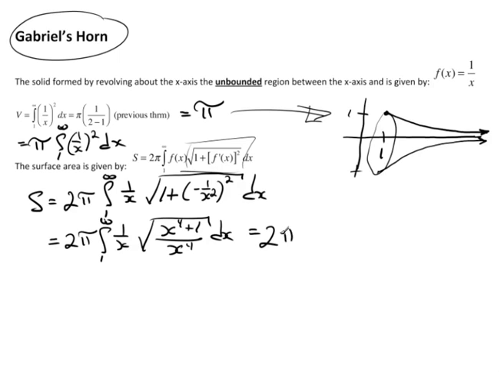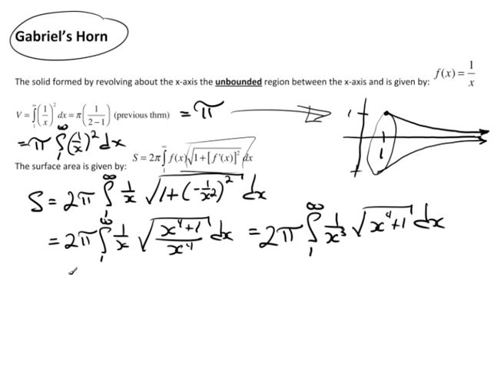So this is 2 pi times the integral from 1 to infinity of 1 over x cubed. It's 1 over x times 1 over x squared times the square root of x to the fourth plus 1, dx. Now, I need to integrate this thing, and looking at it, straight u substitution is not going to help me. This is going to get a little bit messy. But notice here that the square root of x to the fourth plus 1 is going to be just a little bit bigger than x squared.